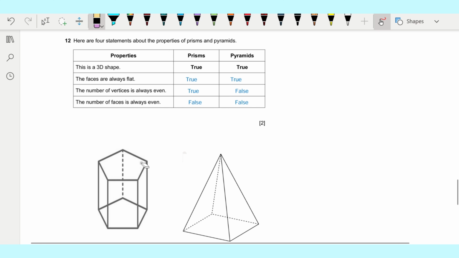So we take an example, this one: faces are 1, 2 up and top and bottom, and the sides are 1, 2, 3, 4, 5. 5 plus 2 is 7, so it's not always even. It may be odd. And also this pyramid has one face at the bottom, and then the lateral faces are 1 on the side right and left 2, front and back 3 and 4, so 5 also. So this is the answer.